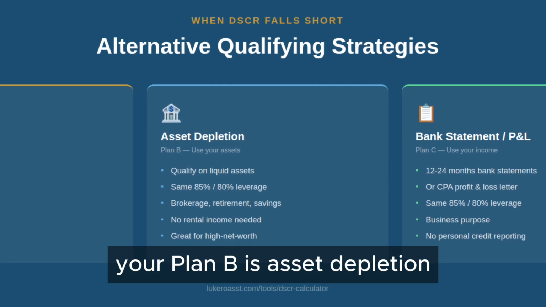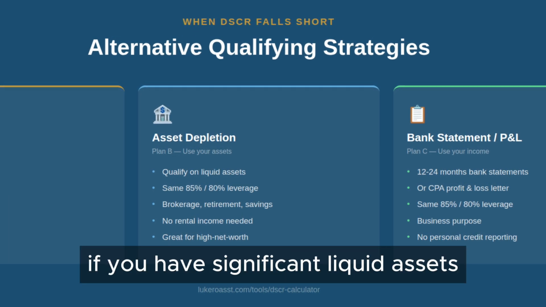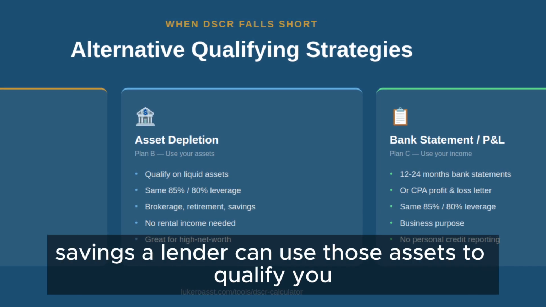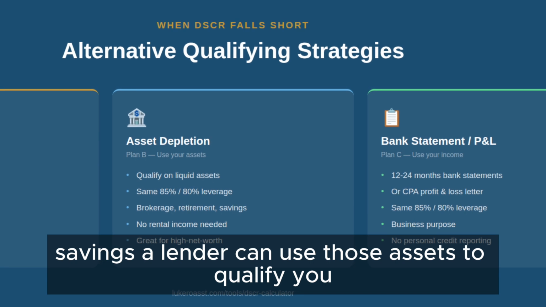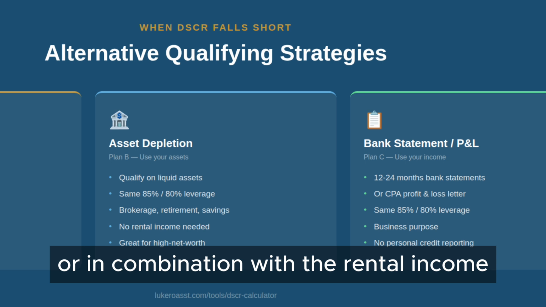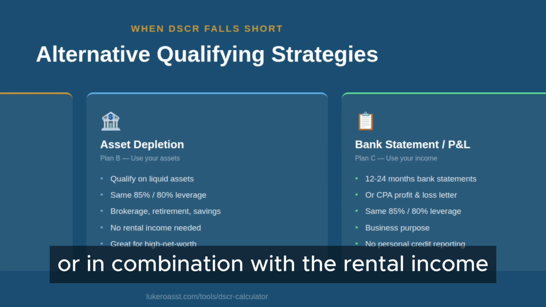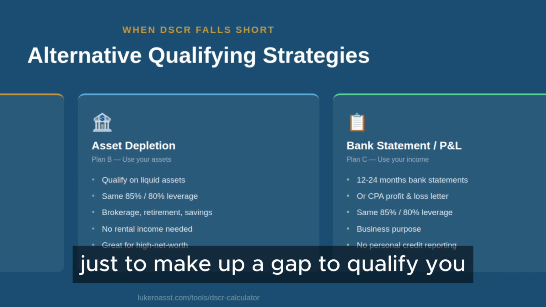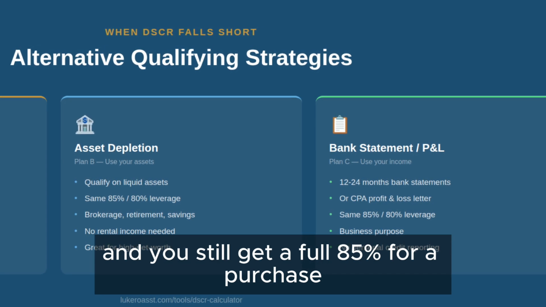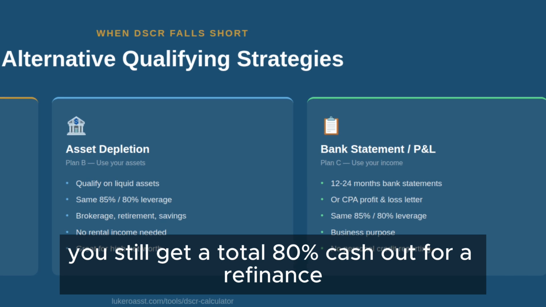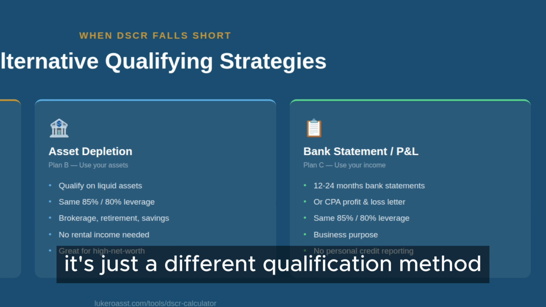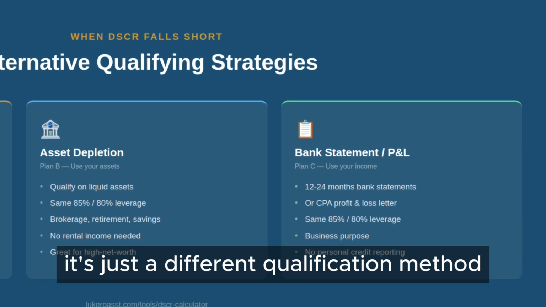Your plan B is asset depletion. If you have significant liquid assets like brokerage accounts, retirement funds, savings, a lender can use those assets to qualify you instead of the rental income, or in combination with the rental income, just to make up a gap to qualify you. And you still get a full 85% for a purchase. You still get a total 80% cash out for a refinance. It's exactly the same leverage. It's just a different qualification method.